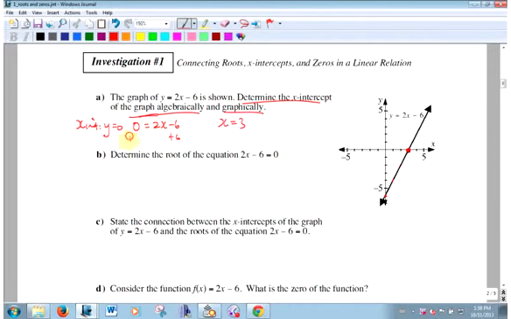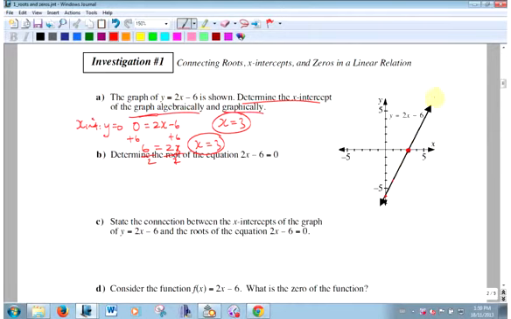Add 6 to both sides, right? So 6 is 2x, divide by 2. And what's x? Oh, that's shocking. Look at that. Okay? So if you got the graph, you look. There's the x-intercept. If you don't, algebraically, we can figure it out.